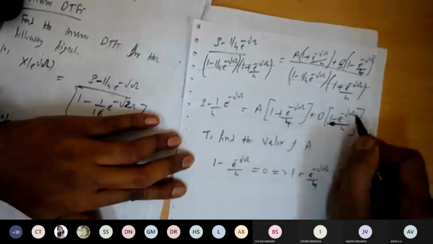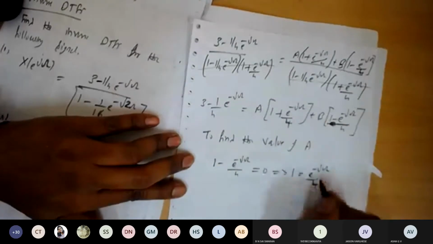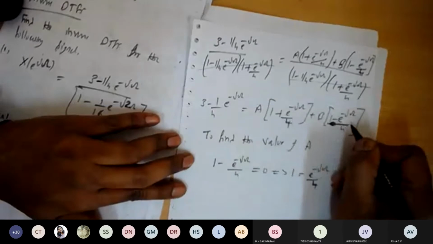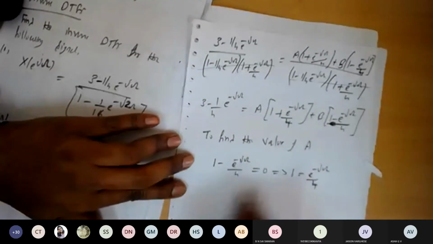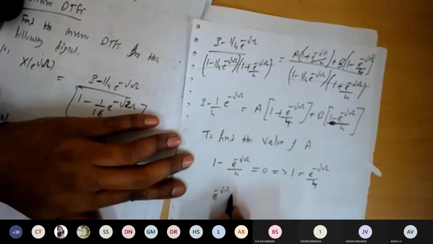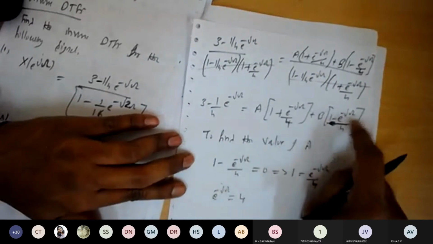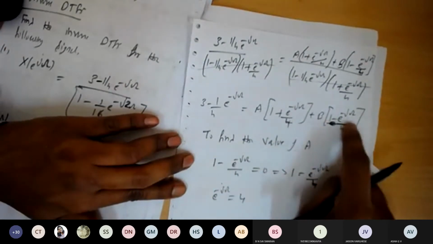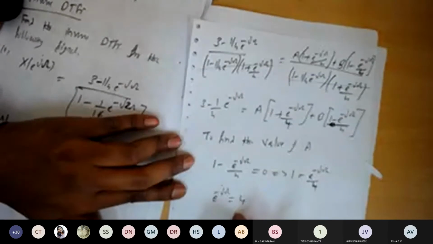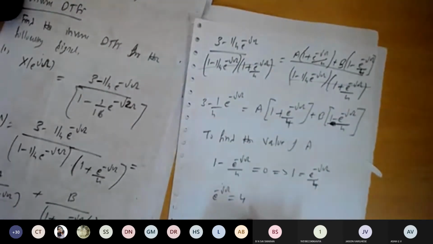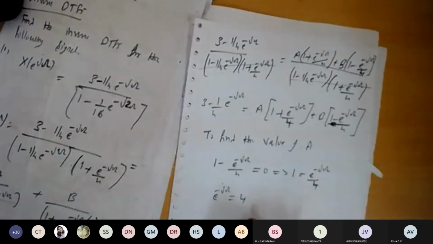Or else here we need to substitute the value for omega. So that's why I am doing the simplification. I am finding for what value of omega this will become equal to 0. If you cross multiply, e to the power of minus j omega should become equal to 4 here. If e to the power of minus j omega becomes equal to 4, then 1 minus 1 will become equal to 0. So I'm substituting e to the power of minus j omega as 4 here.